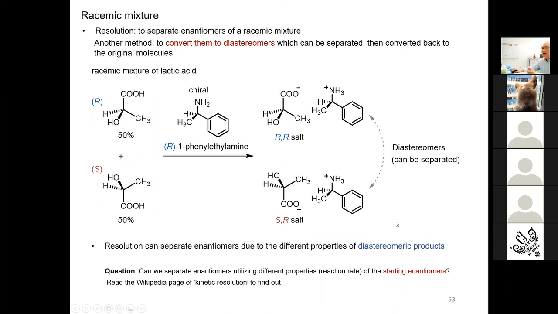Okay, so if you are interested, you can read the Wikipedia page on kinetic resolution, which is a resolution based on the different reaction rates of the starting enantiomers. But for this course and the exam, only the resolution based on the properties of diastereomeric products, like the example listed here, is required. Okay, the Wikipedia thing is just for interest.